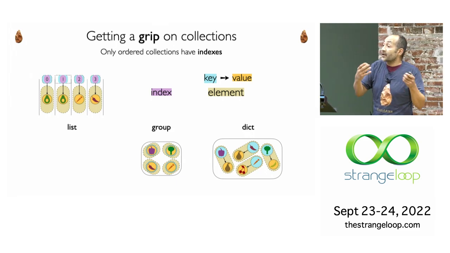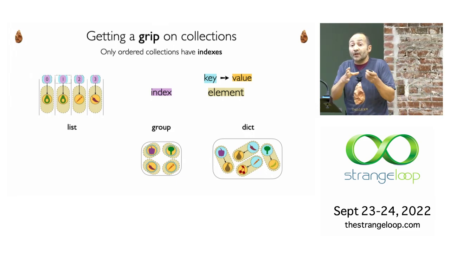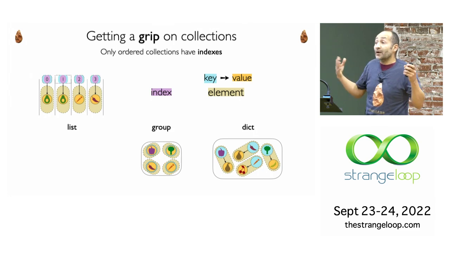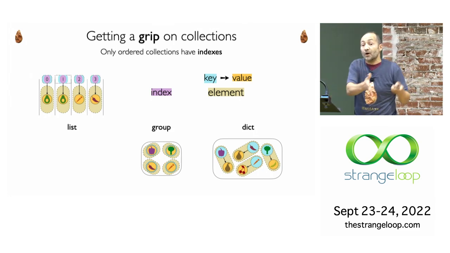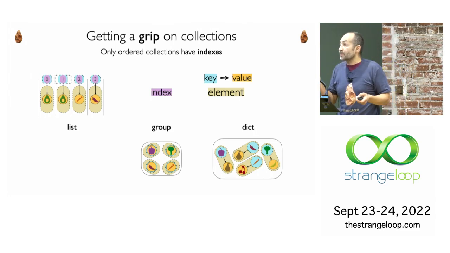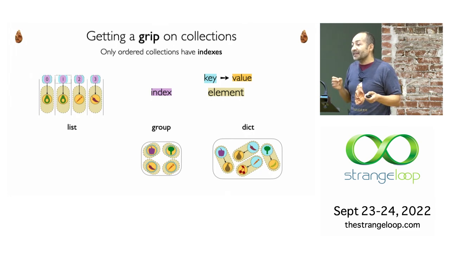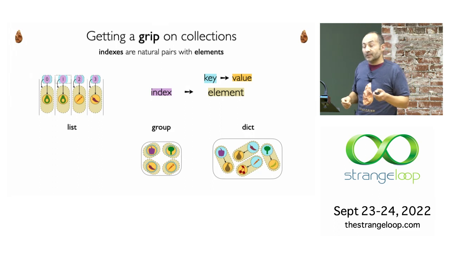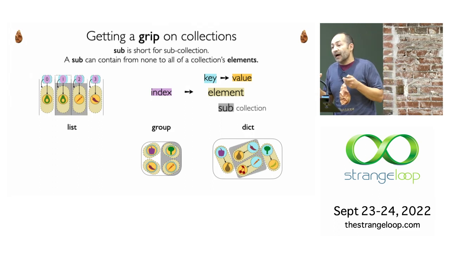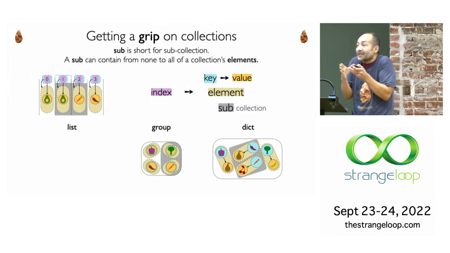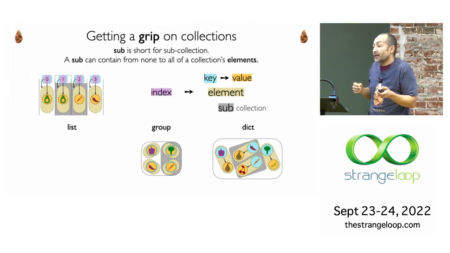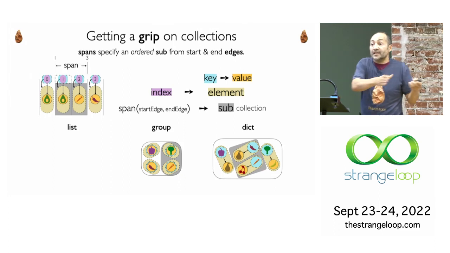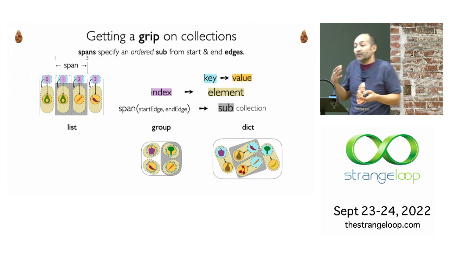The element is the key-value pair. But in a group or a list, you could argue that the value is also an element. We often use these words interchangeably when we're talking about collections, but I want to be specific about them. The natural pair of an element is an indice, particularly in ordered collections. I also mentioned subs, which are a subsection of a collection. Their natural pair is the span with which you define it. Of course, spans are only for ordered collections.